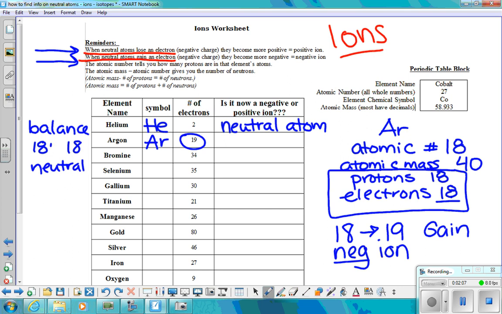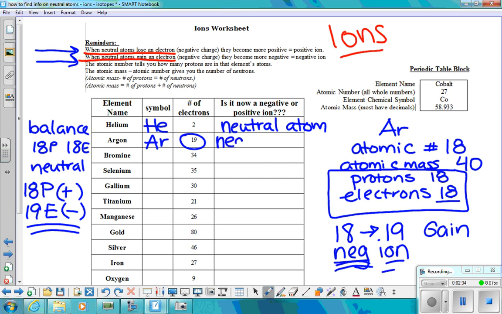Right? 18 protons, 18 electrons. But now I have 18 protons and 19 neutrons. I'm sorry, not neutrons. Back up. 19 electrons. So I have more negative charges. That makes it a negative ion. So our answer this time is negative ion. Let's do another one together.